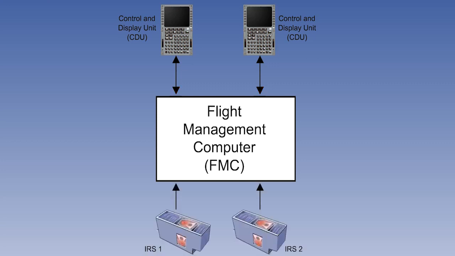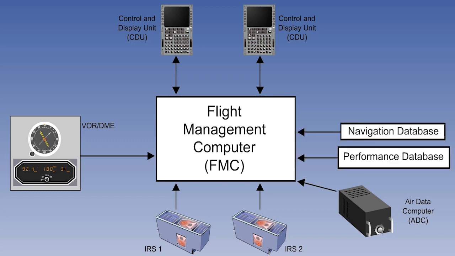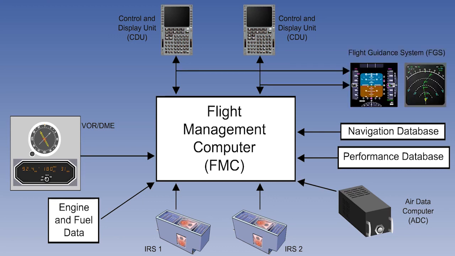Two or possibly three inertial reference systems to provide position, altitude, acceleration and velocity information to the flight management computer. An air data computer, or ADC, to give altitude and airspeed information. There are radio navigation inputs, navigation and performance databases in order to provide route, navigation aids and basic aircraft data, and engine and fuel data. The pilots manage this system in order to generate commands to the flight guidance system.